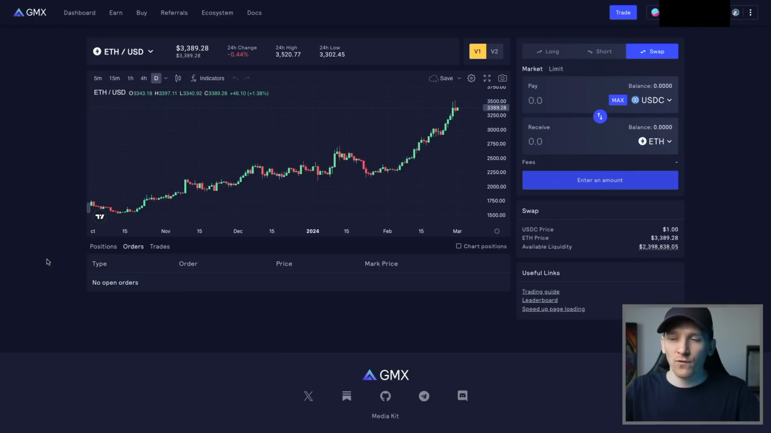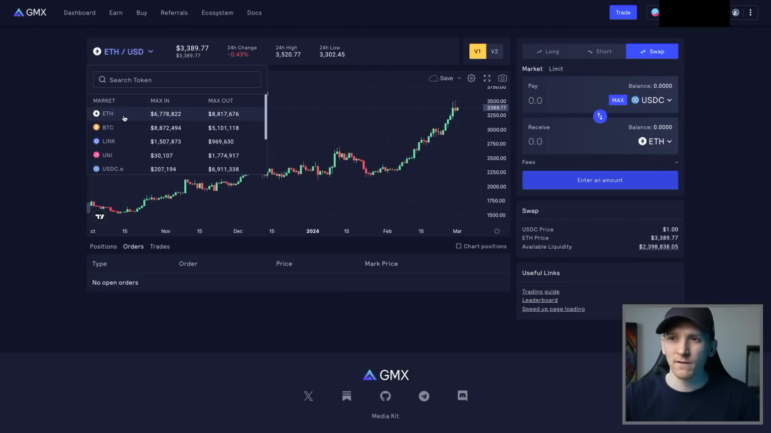I'll talk about GMX first. GMX is on the Arbitrum network and it's also on Avalanche. However, the vast majority of trading volume is on Arbitrum, which is an Ethereum layer 2, so a lot cheaper for your exchanges. Now, what you can do here is take positions on the price of assets. So if you click this, you can see all of the assets that are listed here. There's not many because futures exchanges are really only just coming on chain.